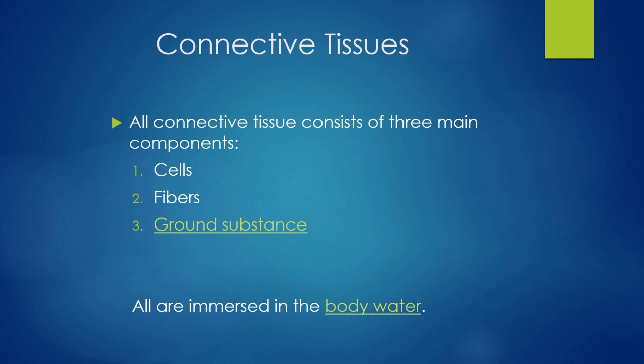Bones contain cells. Tendons contain cells. In bones, we call those cells osteocytes. In tendons, we call those cells tenocytes. Both bone and tendons contain fibers. And in tendons, we call those fibers collagen fibers. And also in bone, we call those fibers collagen fibers.